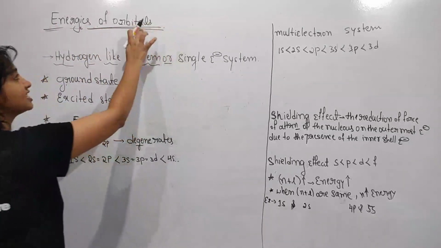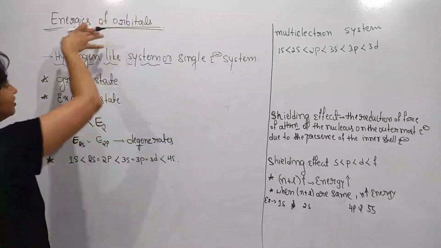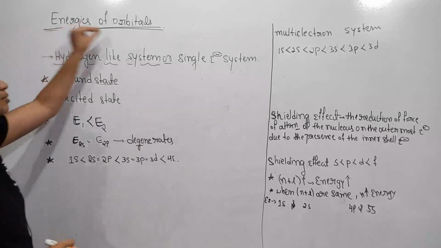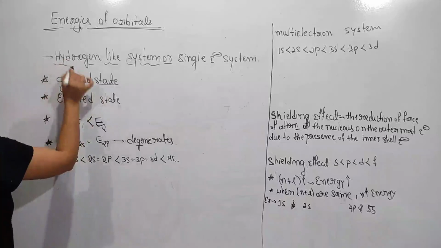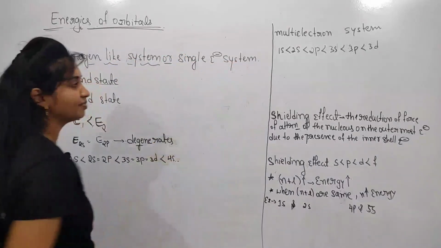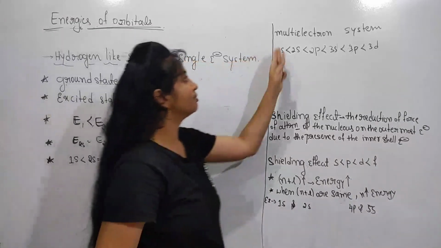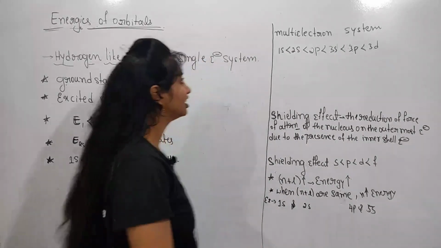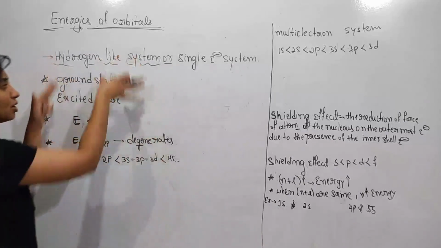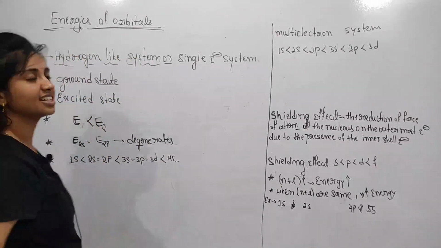Just as orbitals have different shapes, orbitals also have different energy levels. So see here, the energies of orbitals are different in a hydrogen-like system or single electron system, and the energies of orbitals are different in a multi-electron system. Here the orbitals show one energy system and here the orbitals show a different energy system. So what do we mean by a hydrogen-like system?